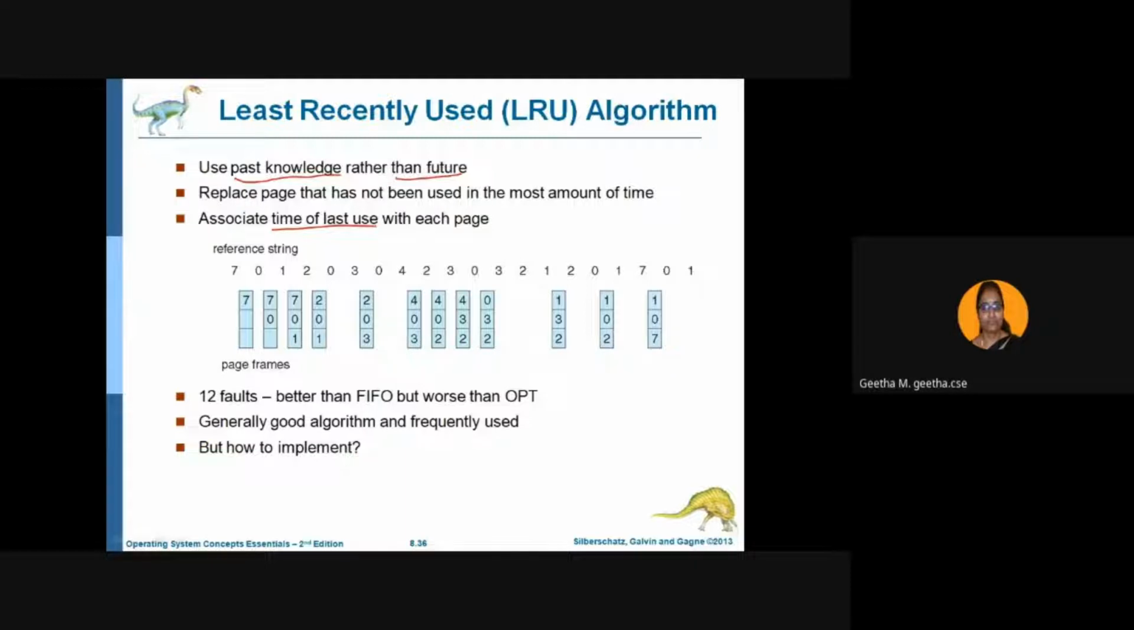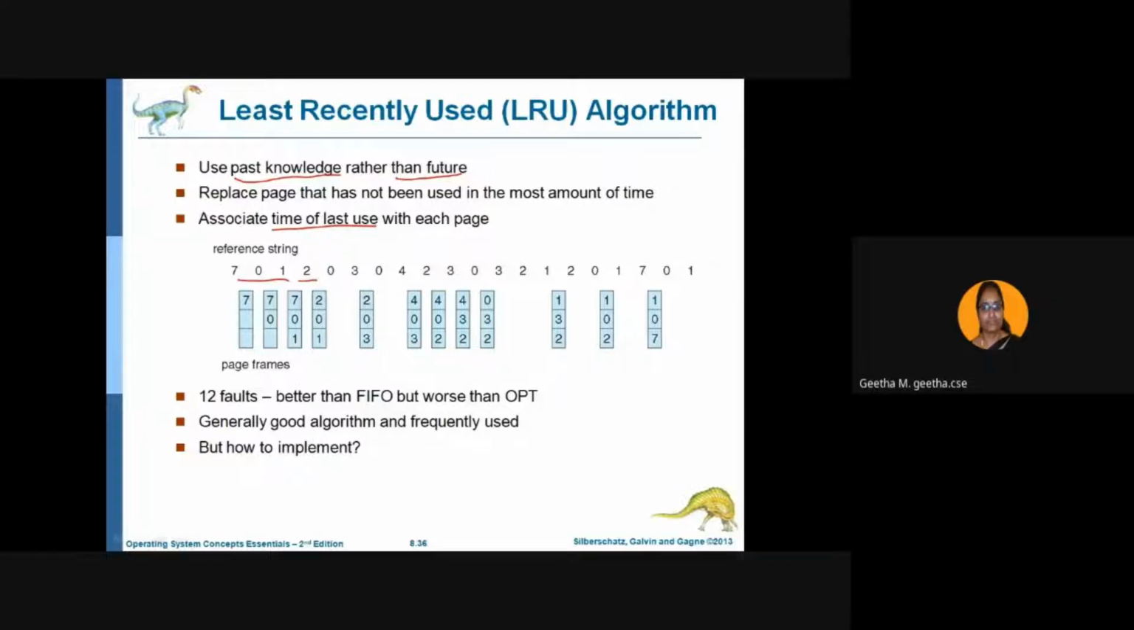So now consider the same reference string and the same number of frames. For the first 3 pages, we will be having page faults, so 3 page faults. Then next comes the page 2. It is not in memory. So if you consider the frames, pages 7, 0 and 1.